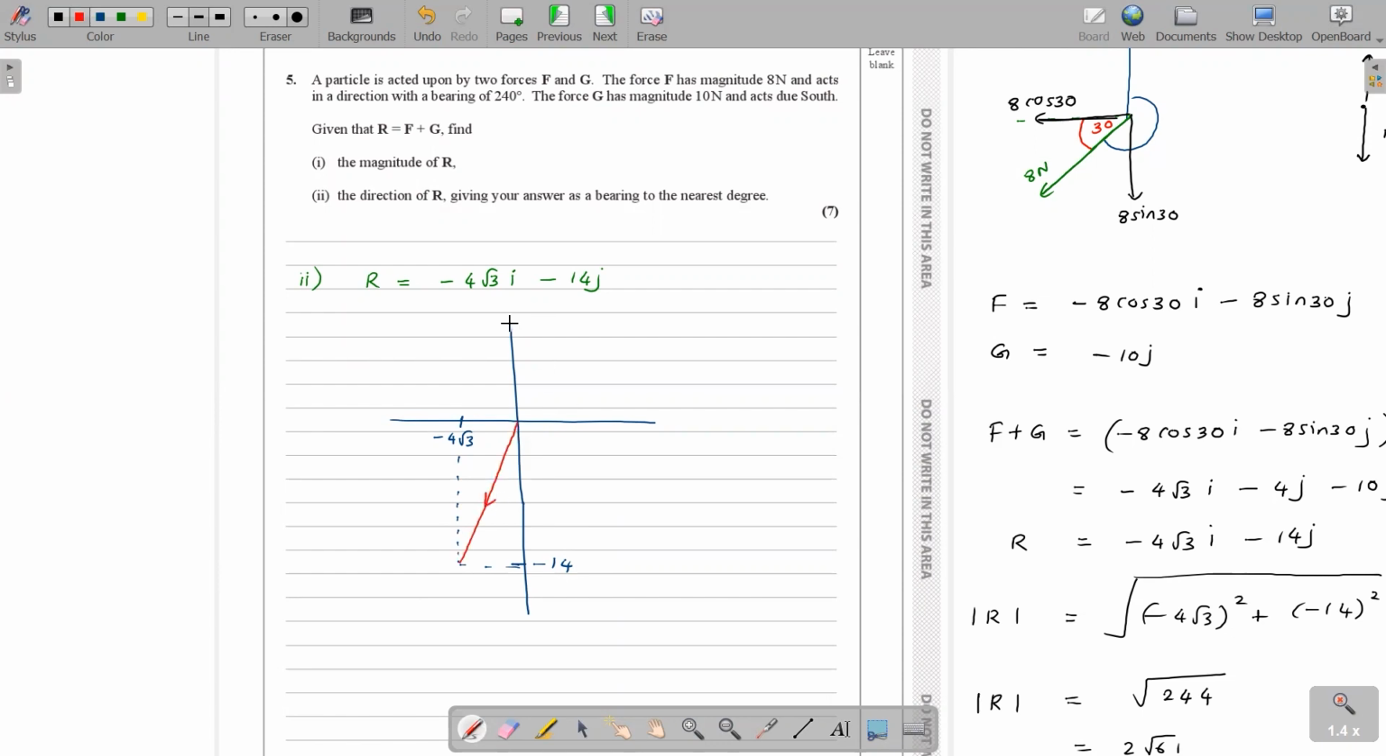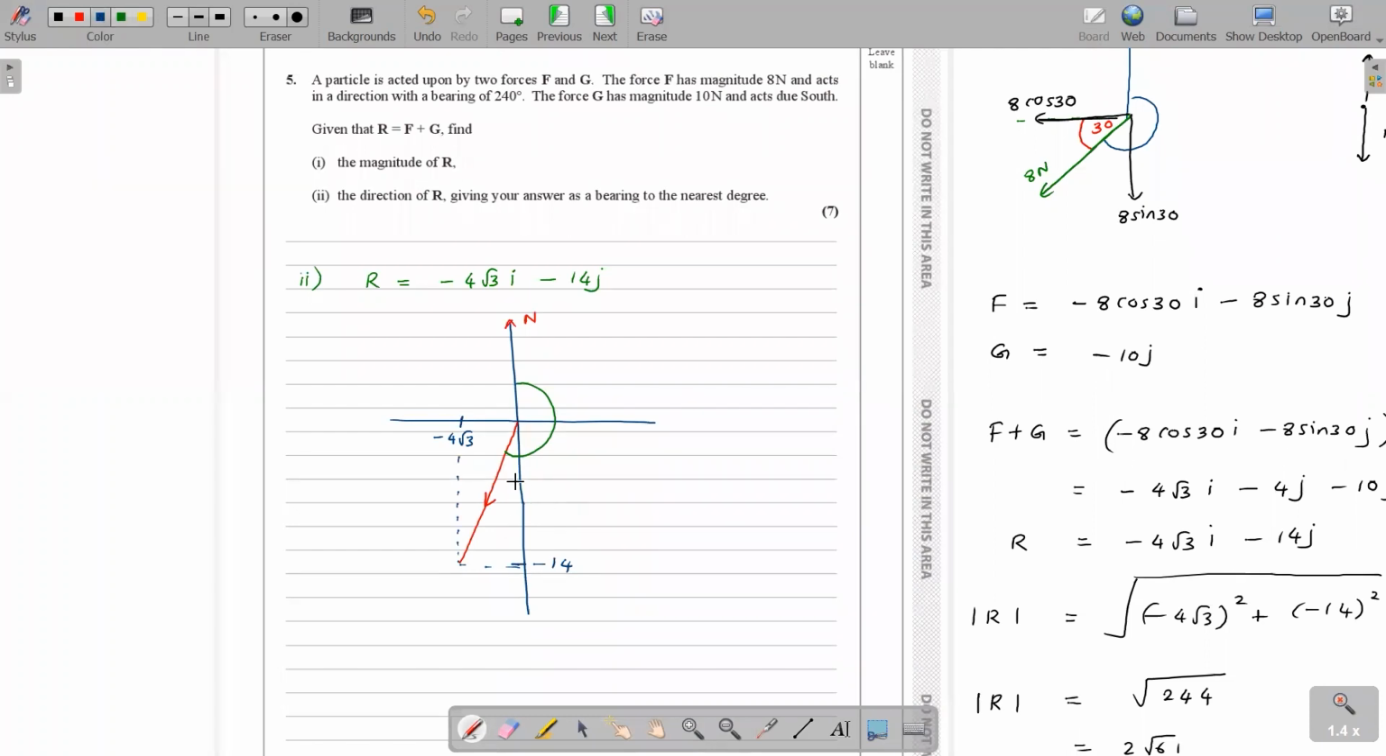Can you see how you get the bearing? Bearing is measured from the north in the clockwise direction. So you just need to get this, isn't it? Do you agree with me?